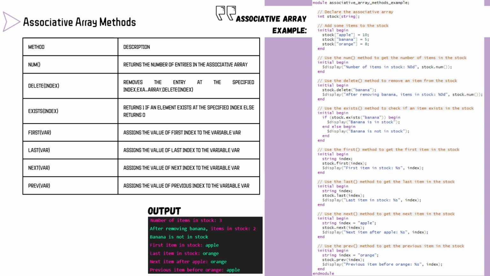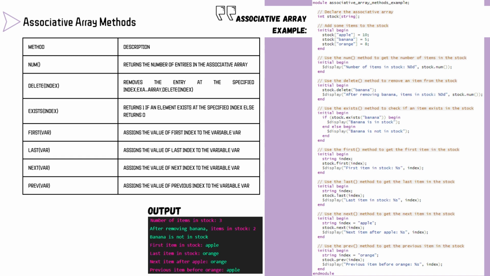These are just a few examples of the many built-in methods available for associative arrays in SystemVerilog. These methods can help make it easier to manipulate data stored within an associative array and make it a powerful tool for storing and accessing data. We will look at an example code that uses all the associative array methods num, delete, exists, first, last, next, and prev. We will also see the output of this code.